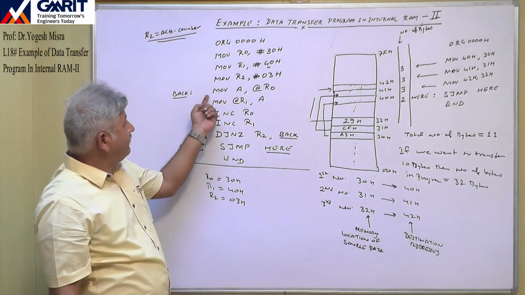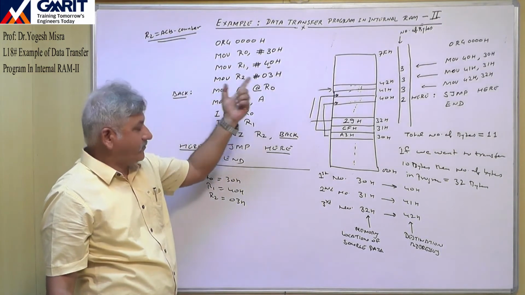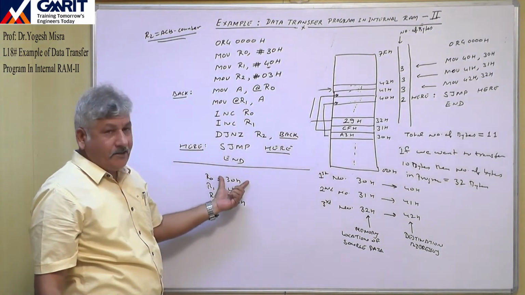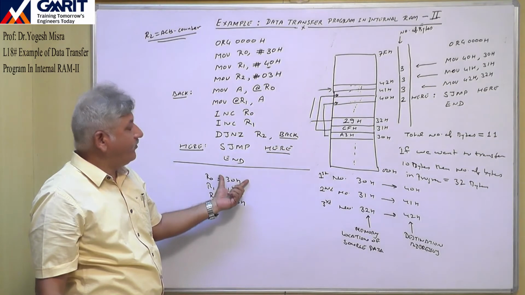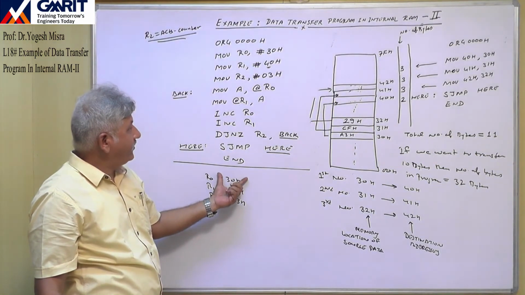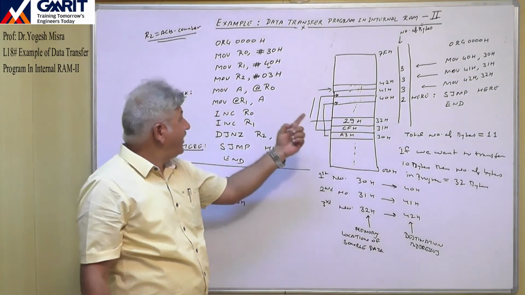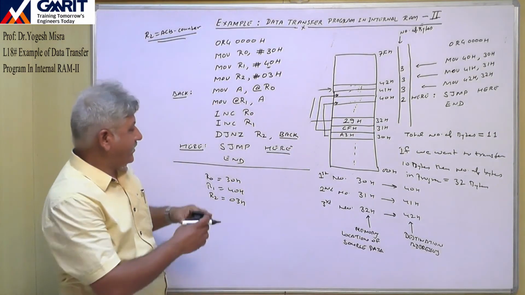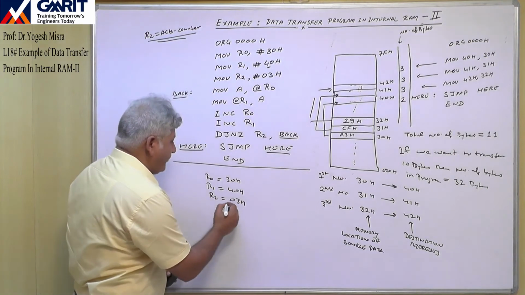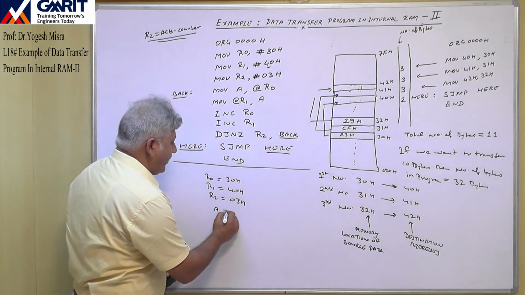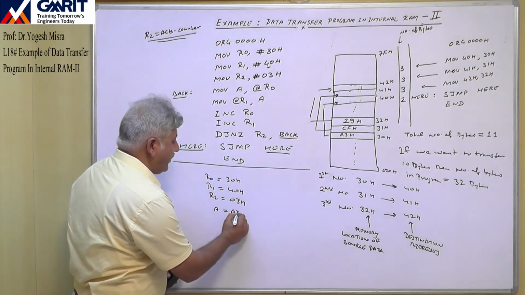Now with this instruction, MOV A, @R0. In R0 we have 30H. So this 30H will be the address. From this address, the content of this address is A3. That will be moved into the A register. So with this instruction, in A we have A3H.